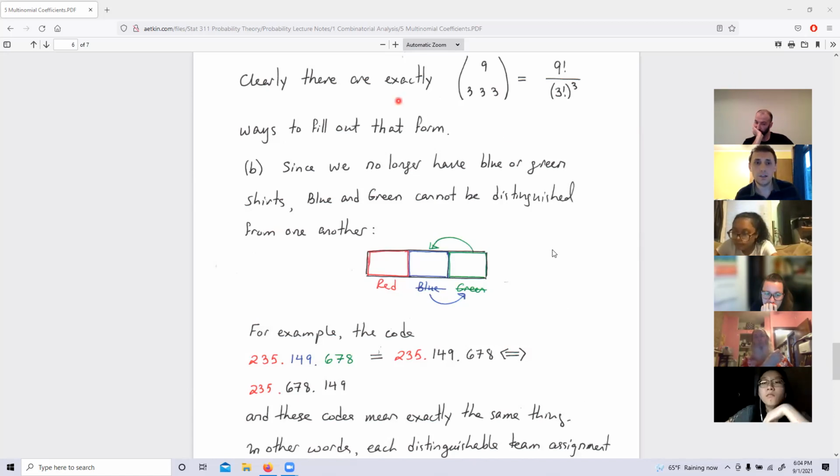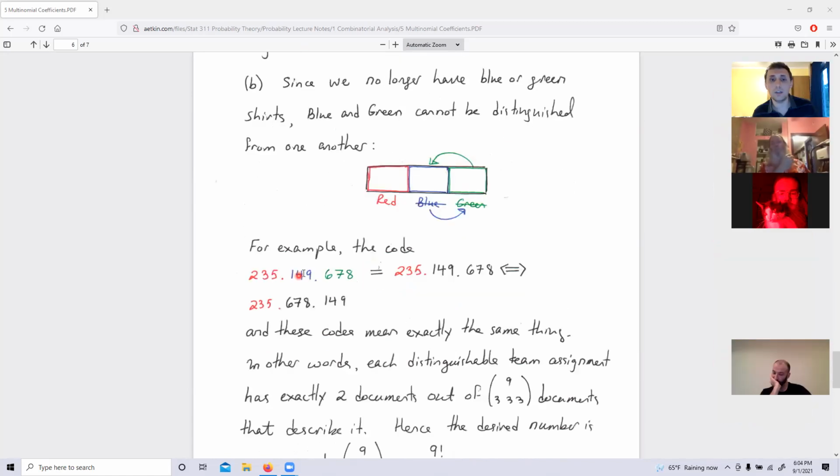Do you see that? Here I try to indicate that I no longer am aware of the blue part of the code or the green part of the code. You see what happens here? This part stays on the left, but I can permute the middle part with the last part. So this is the same as this.